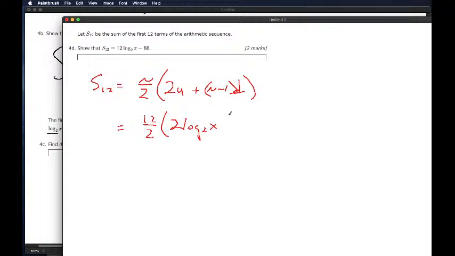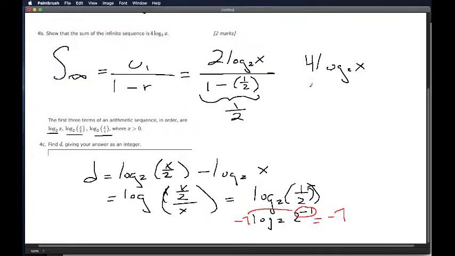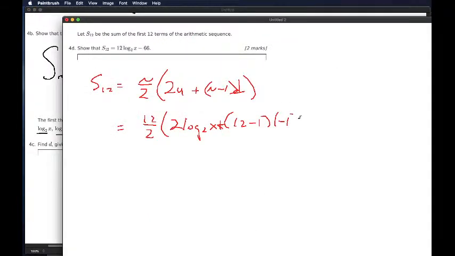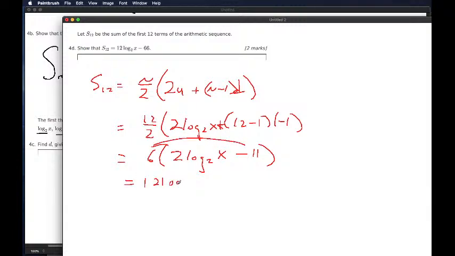Plus n minus 1. So n is 12 minus 1 times the common difference we figured out was how much again? -1. So 6 times 12 minus 1 is 11 times that is -1. So 2 log 2x minus 11. And then I bring this in, you get 12 log 2x minus 66.